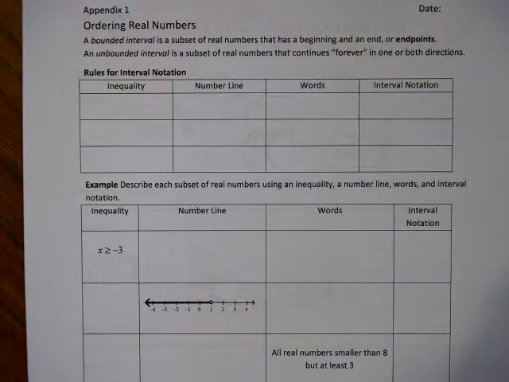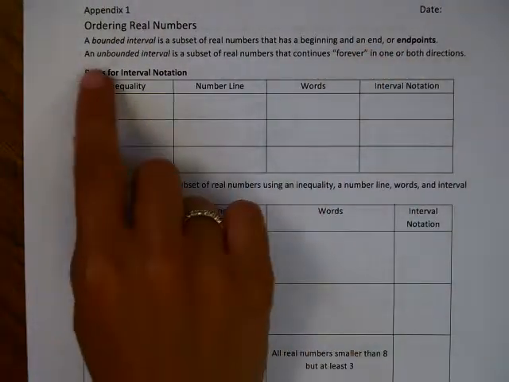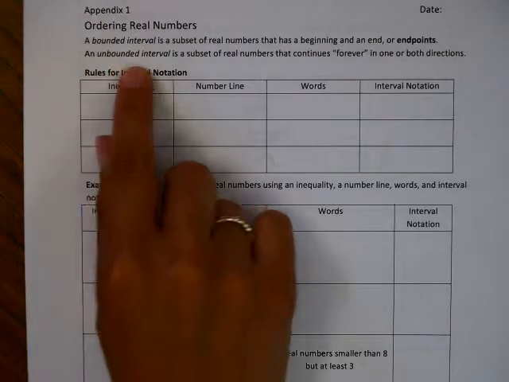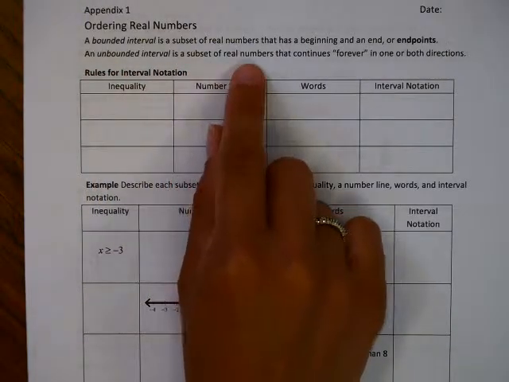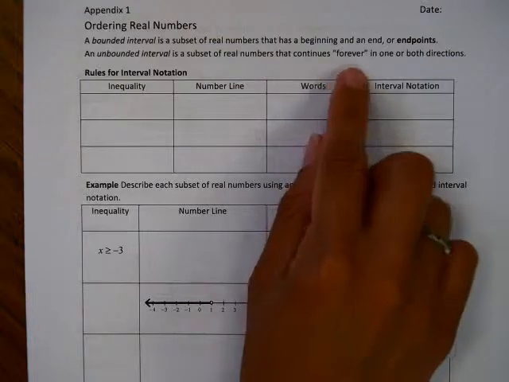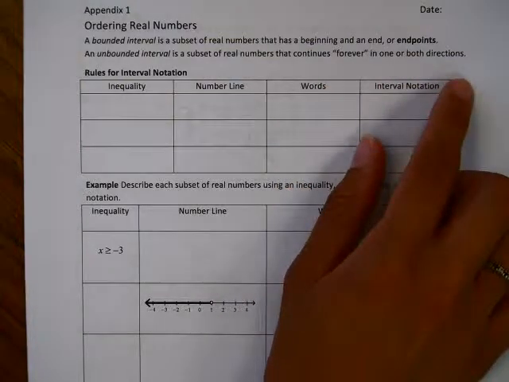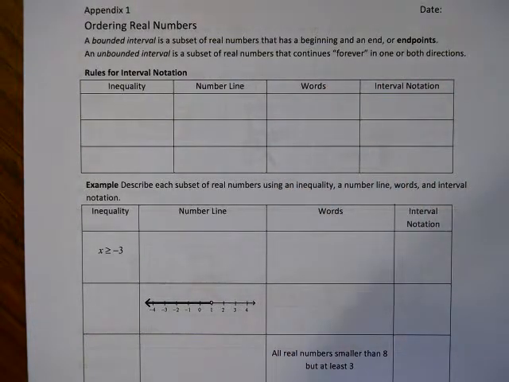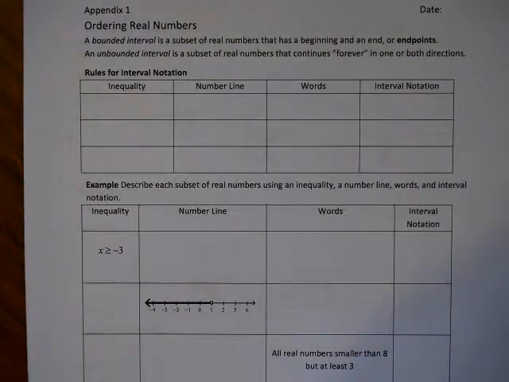includes everything in between. We could also have an unbounded interval. That's a subset of real numbers that continues forever in one or both directions. So we could say every number larger than 5. It has a starting point at 5, but then it's going to continue to increase forever, so we call that unbounded.